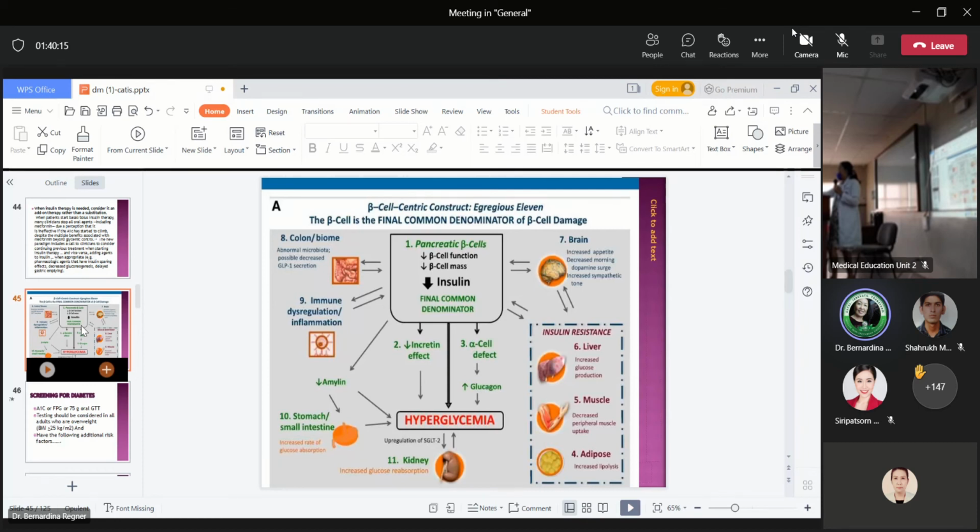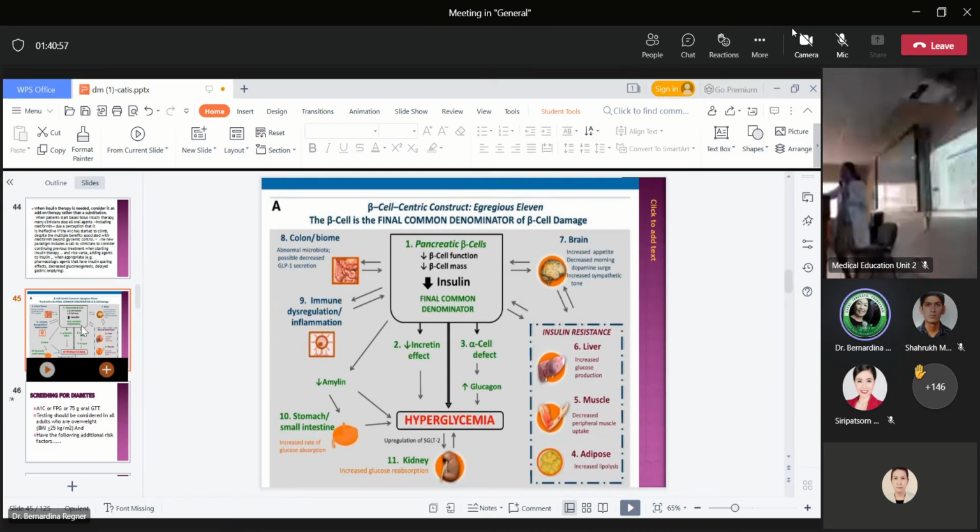Approach to your various oral hypoglycemic agents and insulin treatment. Okay, so first stage here, you have number 1. The final common denominator is beta cell damage, the pancreatic beta cells in the islets of Langerhans. So you have here decreased beta cell function, decreased beta cell mass. So what happens if you have this beta cell destruction or damage? Decreased insulin, or the final common denominator.